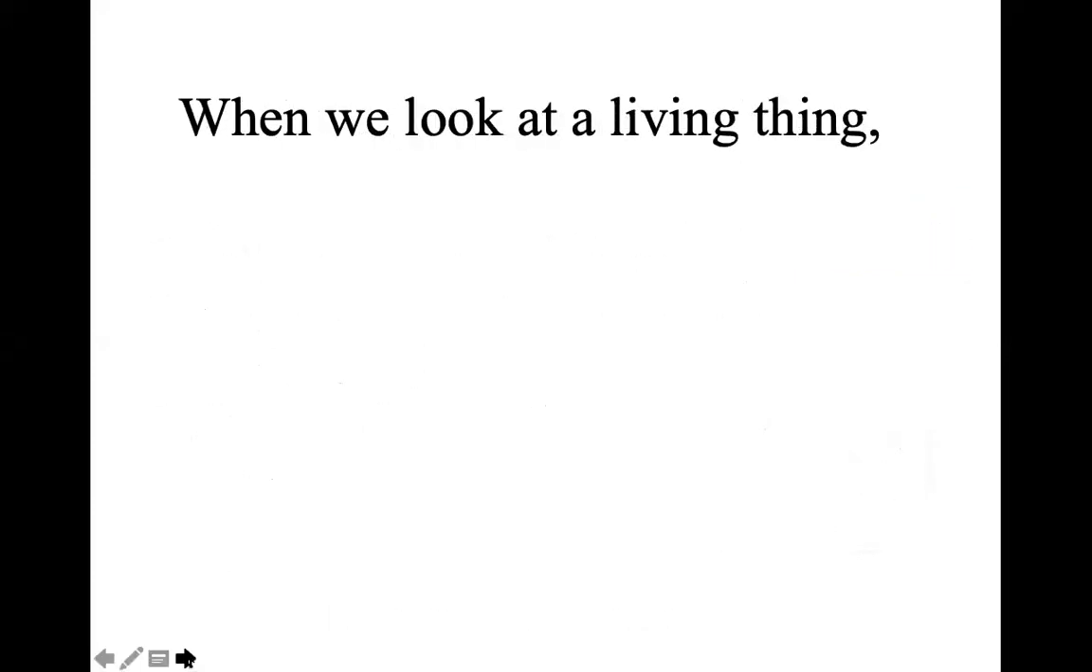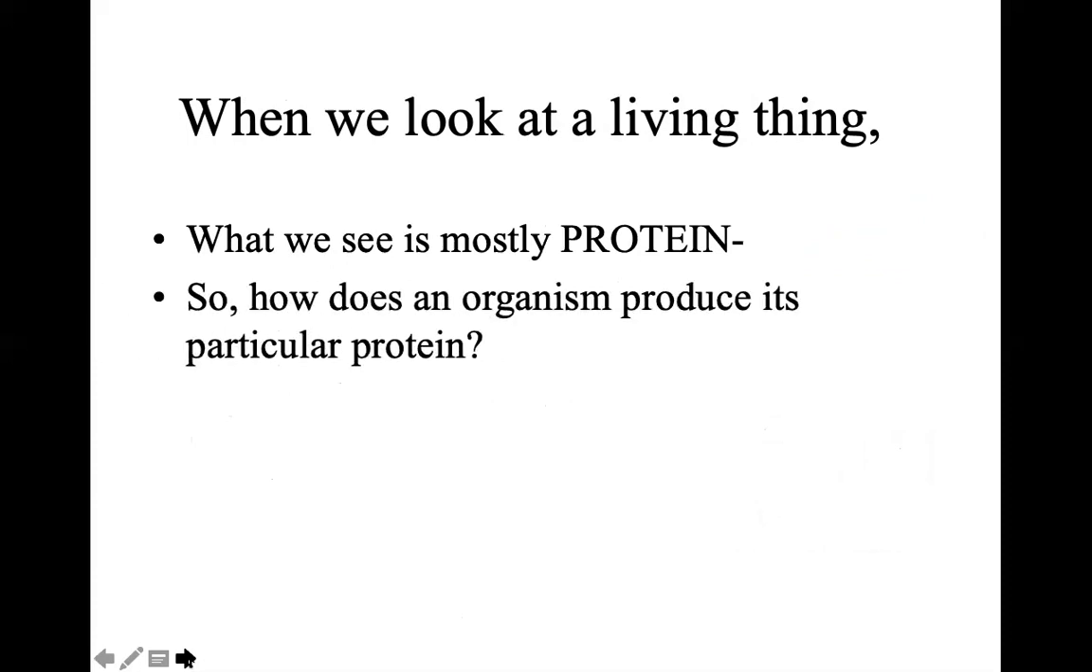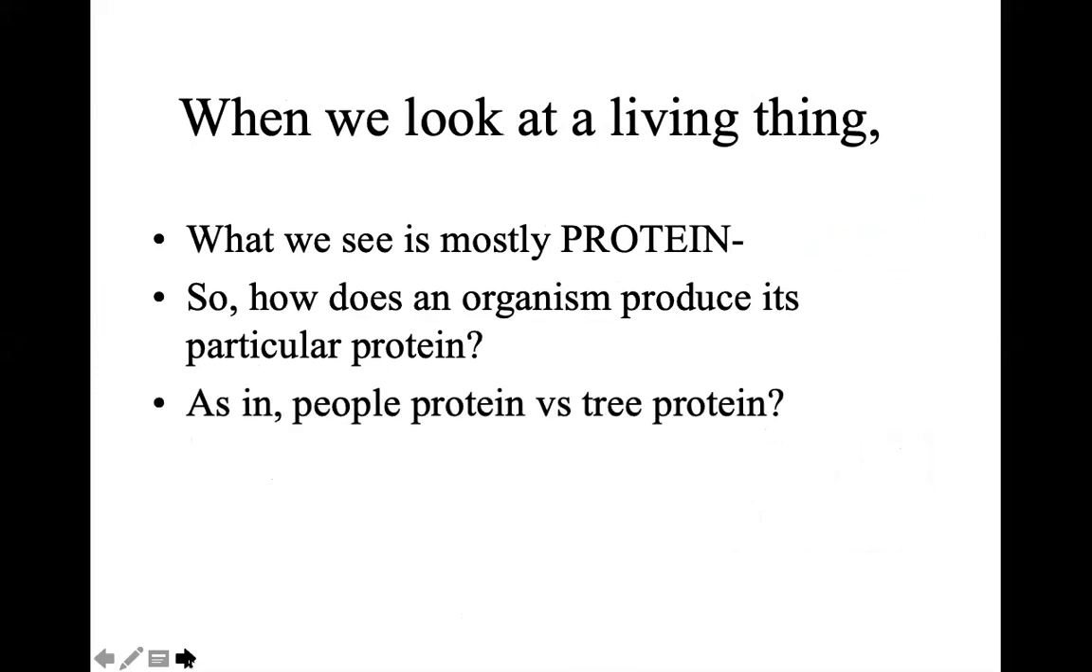When we look at a living thing, what can we see? We see mostly protein. For example, your hair, your skin, your muscle, everything is protein. So how does an organism produce its particular protein? This is a big question. In the cell, proteins are the main workers in the living organism, so protein synthesis is very important. Human protein versus tree protein, they have huge differences.